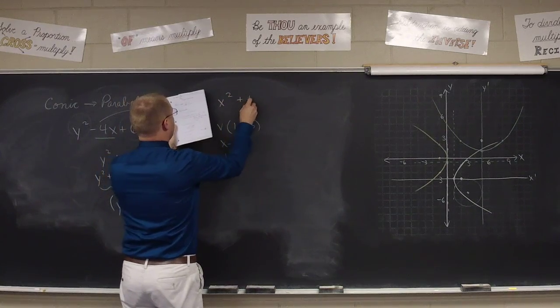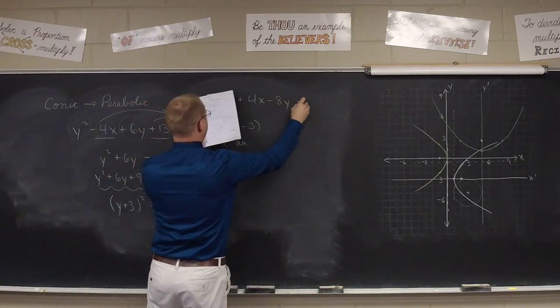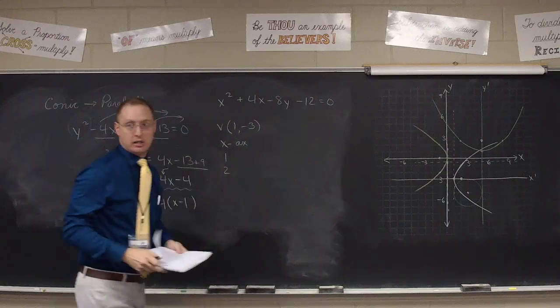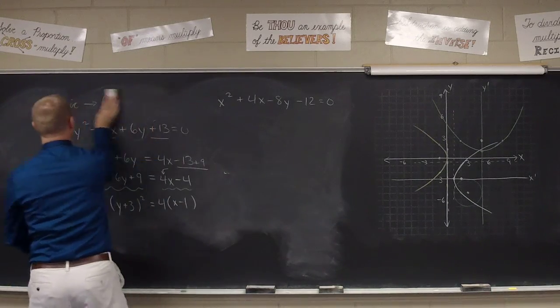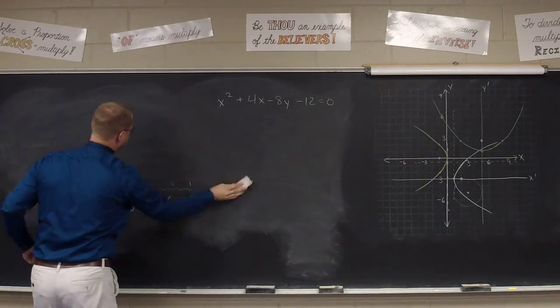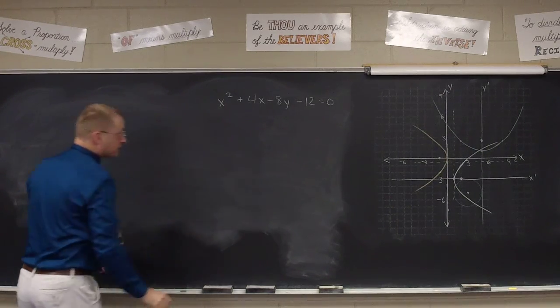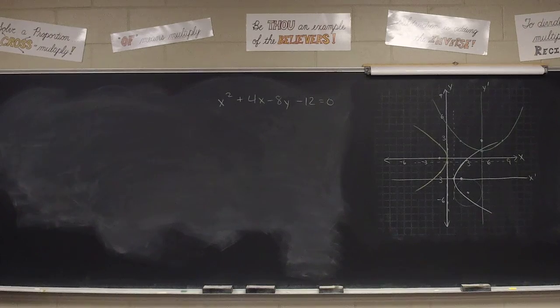x squared plus 4x minus 8y minus 12 equals 0. Again, I know it's a parabola because only one variable is squared.